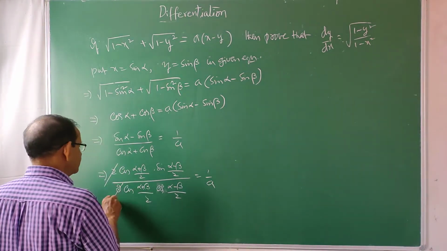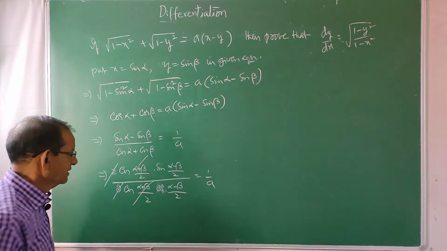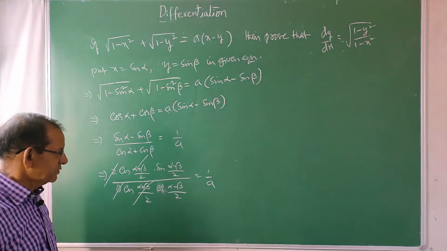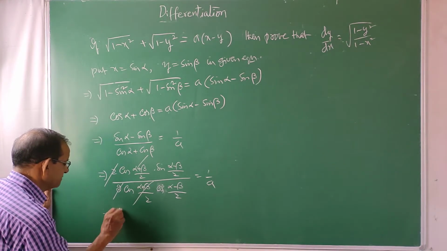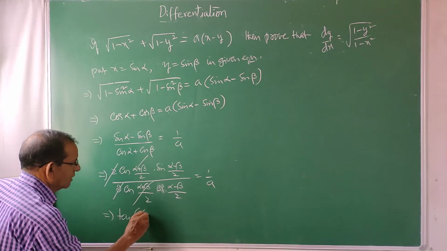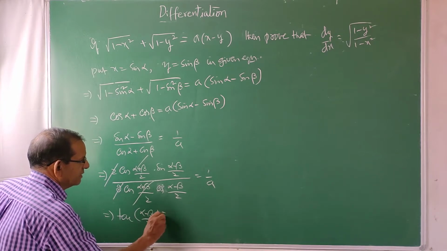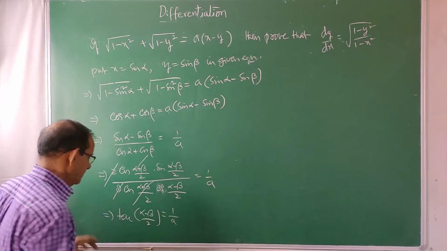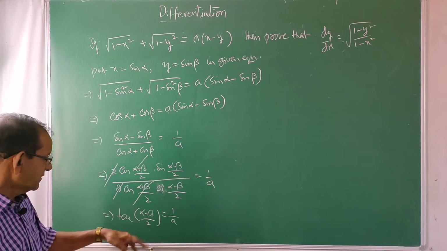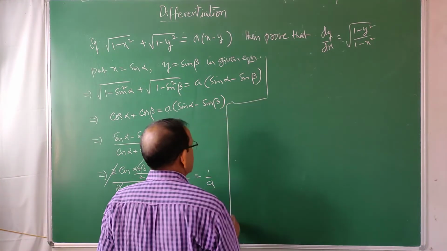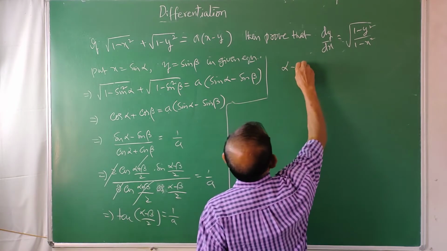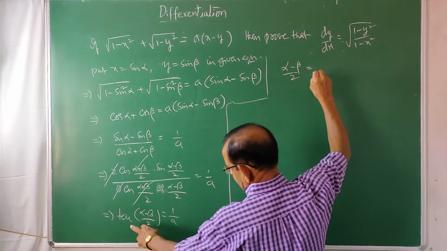You can cancel this one and this is also cancelled. Sin (alpha minus beta) by 2 by cos (alpha minus beta) by 2, that is tan (alpha minus beta) by 2, is equal to 1 by a. If you write the inverse function for this, that implies (alpha minus beta) by 2 is equal to tan inverse 1 by a.